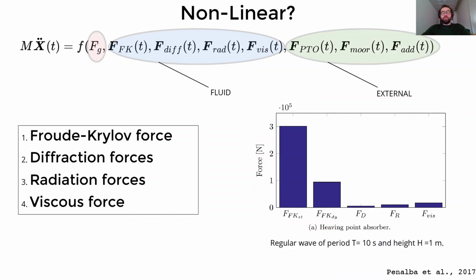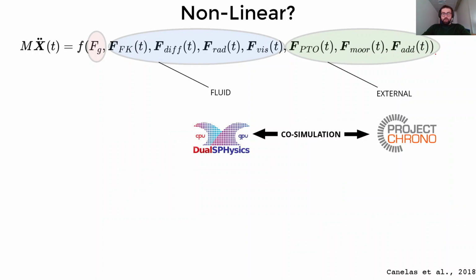The last terms of this equation account for our intention to convert the motion of the buoy into electricity. So here we can apply a PTO system, mooring lines, or external control systems. For the simulations performed in this work, we use the DualSPHysics framework where the Project Chrono library is coupled.